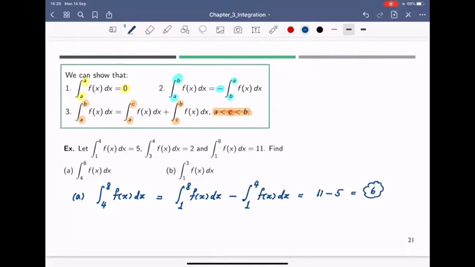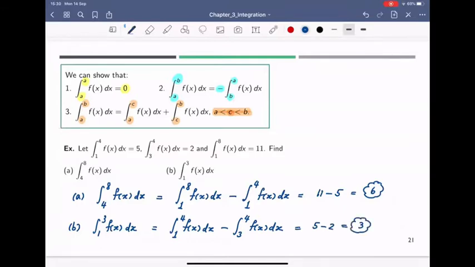So easy and simple. Part B, you want to integrate from 1 to 3 of f of x dx. You can see that this is the integral from 1 to 4 of f of x dx, and then you subtract the integral from 3 to 4 of f of x dx. And then you get back 1 to 3. This is going to be 5 minus 2, which is 3.